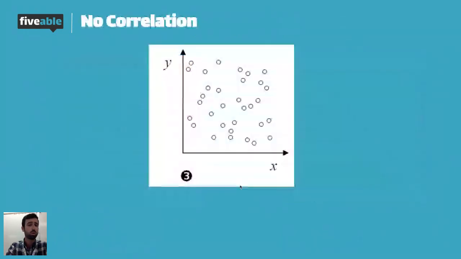Here's an image for no correlation. It's just kind of scattered. There's no real direction. As x increases, y sometimes decreases, y sometimes increases. There's no real pattern here. So that's direction. There's either a positive, negative, or no direction.